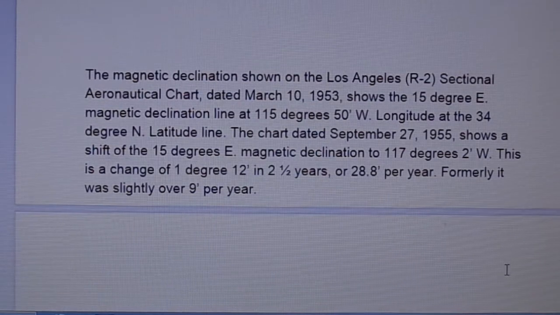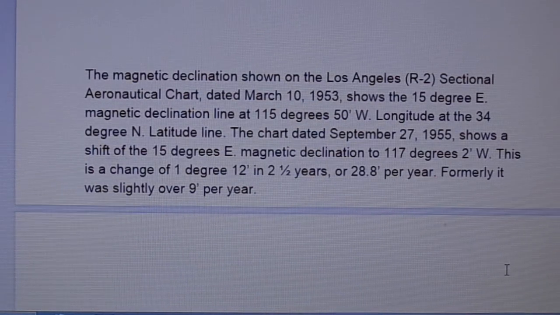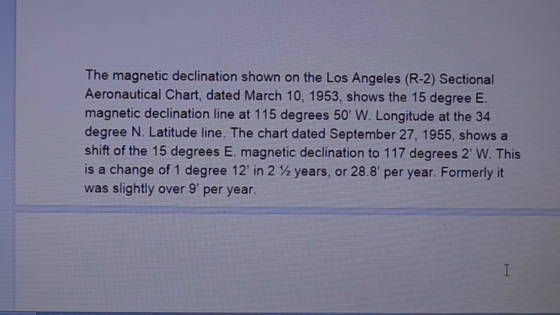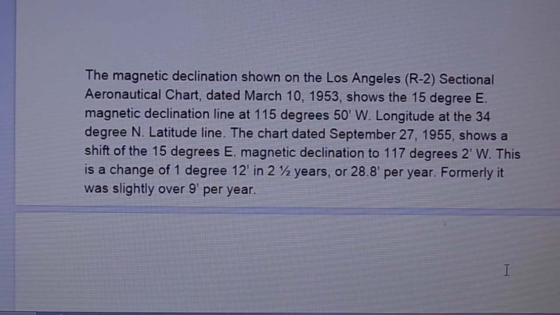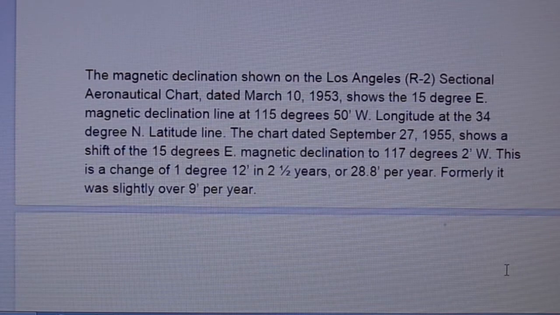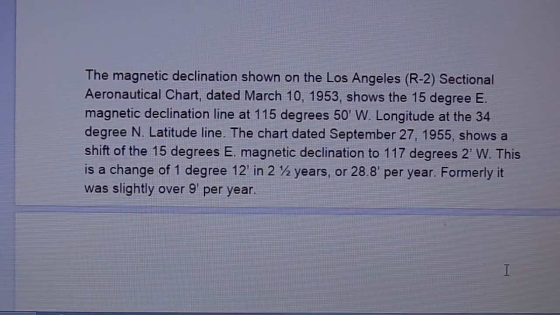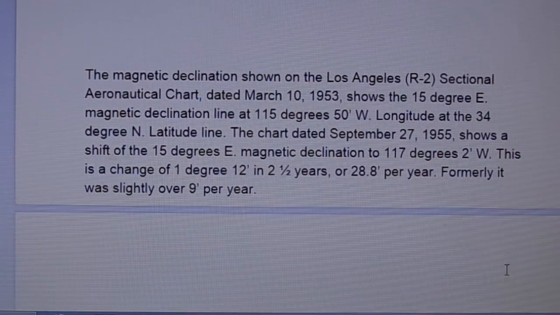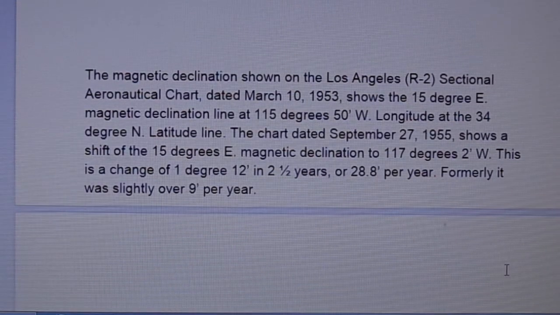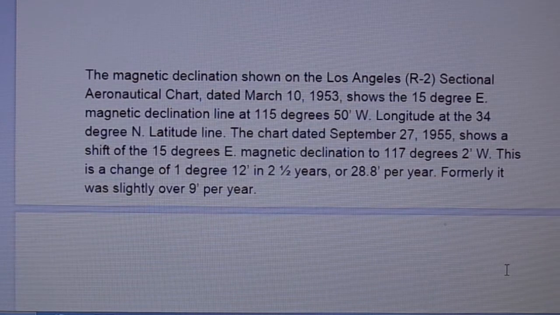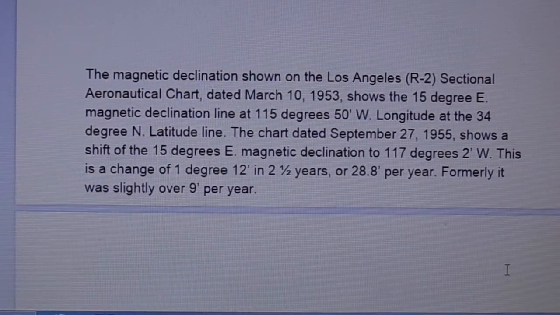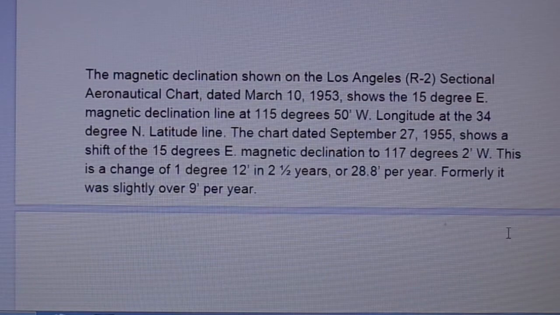The chart, dated September the 27th, 1955, shows a shift of the 15 degrees east magnetic declination to the 117th degrees 2 minutes west. This is a change of 1 degree, 12 feet in 2.5 years, or 28.8 feet per year. Formerly, it was slightly over 9 feet per year.